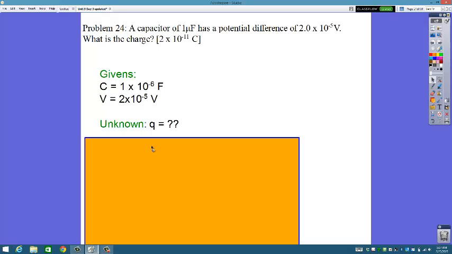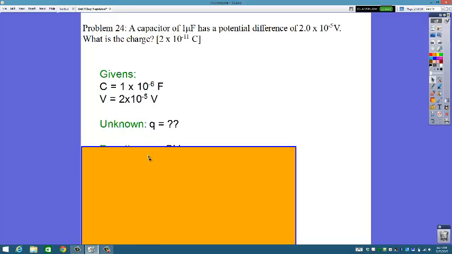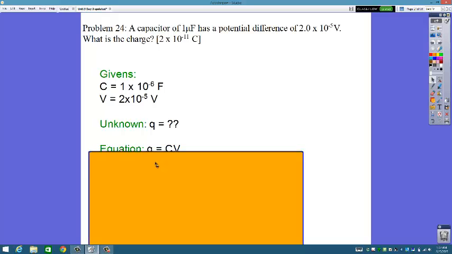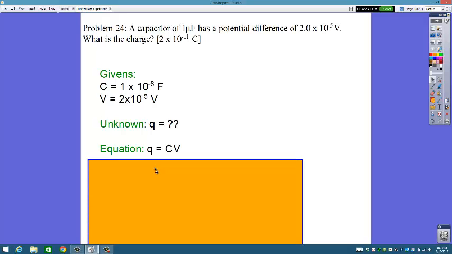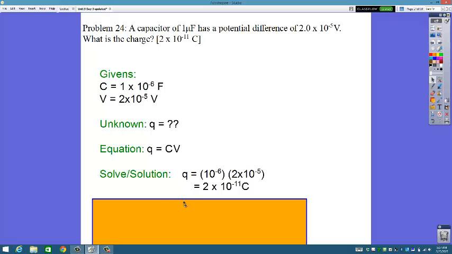If you want to put lowercase q versus capital, it's fine. I mean the same thing. Okay, switch them however you want. Okay, I'm going to use the equation that I just gave you on the previous slide. Q equals CV. I don't have to manipulate the equation since I'm solving for charge, so plug it in.